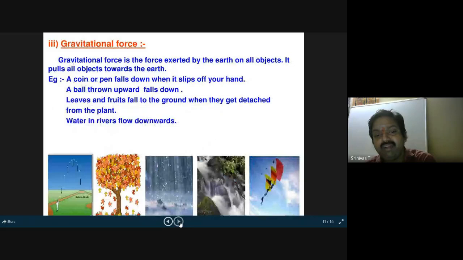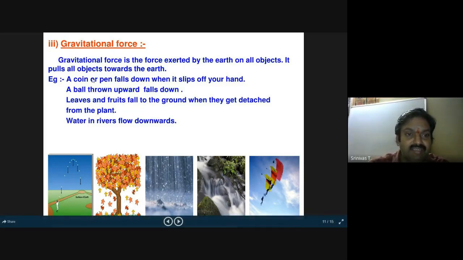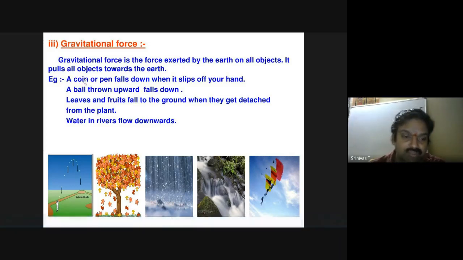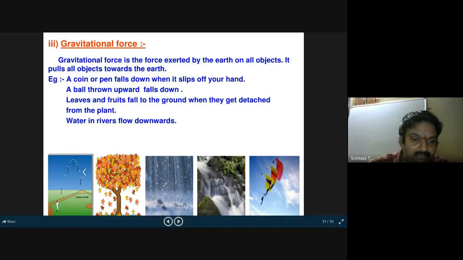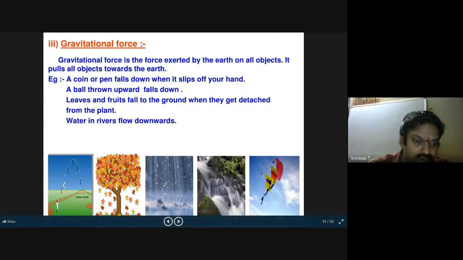Finally, some gravitational forces you can see very much. There are very good examples here. It is a force exerted by the earth. The word gravity refers to earth, and gravitational force is caused by the earth. It pulls all objects towards the earth. You can see different cases, like a coin or pen falling down when it slips off your hand. Similarly, a ball thrown upward again comes down; you can see it falling down.